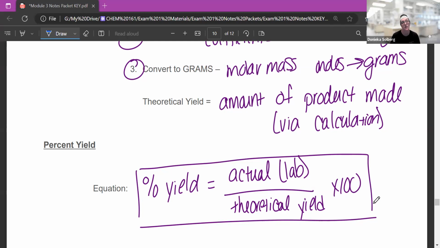Now, a lot of the times we end up, like I said, with less than 100% because maybe some of it fell off the scale, or some of it was stuck to the sides, or some of it didn't react all the way, something like that.